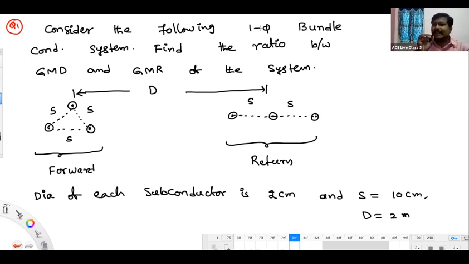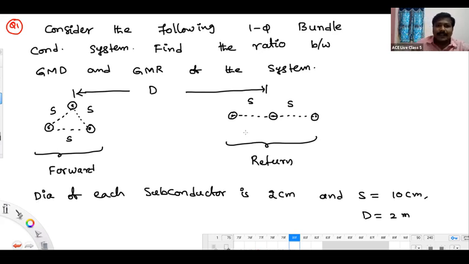Consider the following single phase bundle conductor system. Find the ratio between GMR and GMD of the system. See, if he's asking this type of question, first of all, for a single phase system, all of you listen to me. For a single phase system, what is GMD? Distance between forward path and return path. That's it. GMD is nothing but the distance between the forward path and the return path.